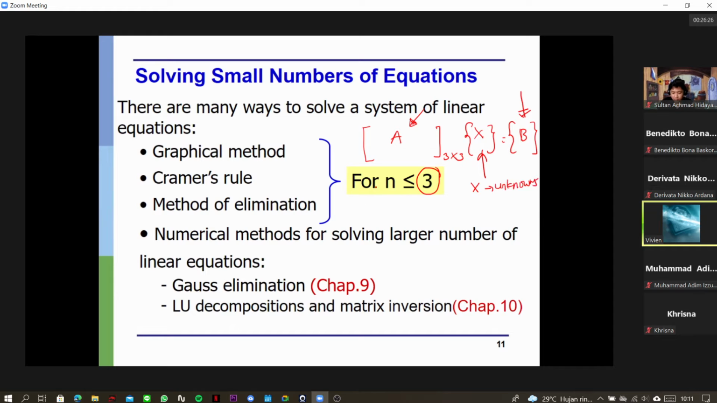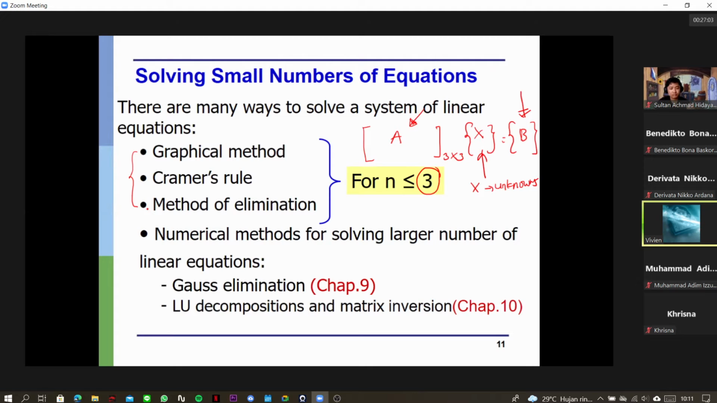So how to solve that one? There are several ways that we have learned before. First is the graphical method, the second is Cramer's rule, and the third is elimination. The method of elimination is basically eliminating some variables, and then we end up with one variable so that we can find its value, and then use it to find the other variables. These are the methods that we have learned before in calculus.